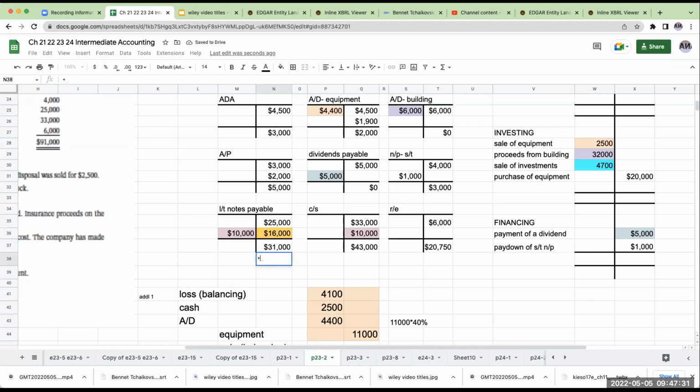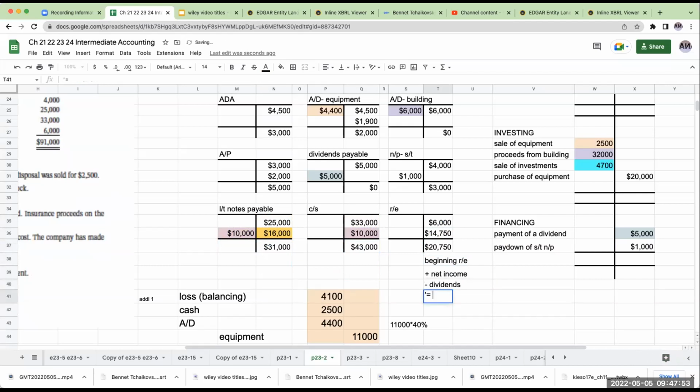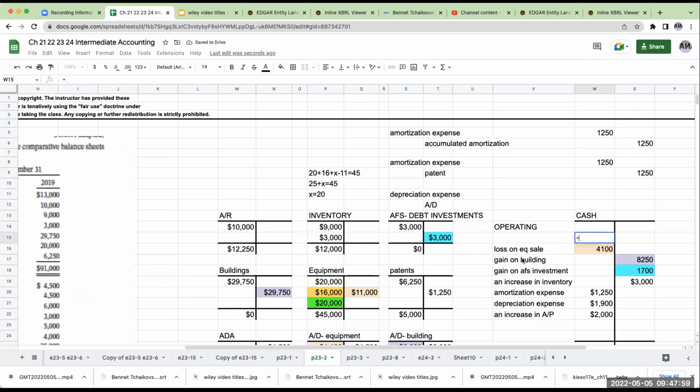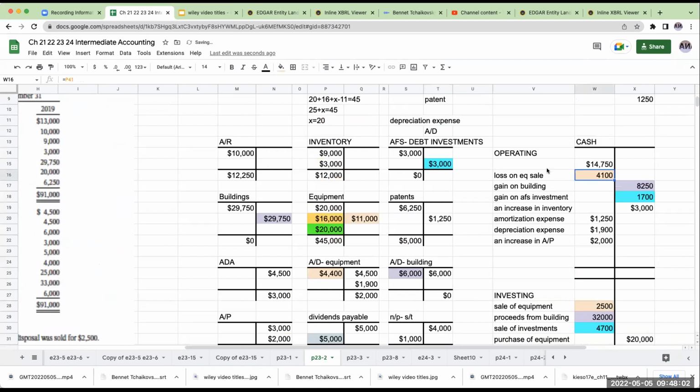Long-term notes payable, 25 plus 16 minus 10 is 31. So I don't have to do anything. 33 plus 10 equals 43. I'm good to go. Over here for retained earnings, remember my beginning retained earnings plus my net income minus my dividends is going to be equal to ending retained earnings. So over here, what I'm going to do is call this my net income.